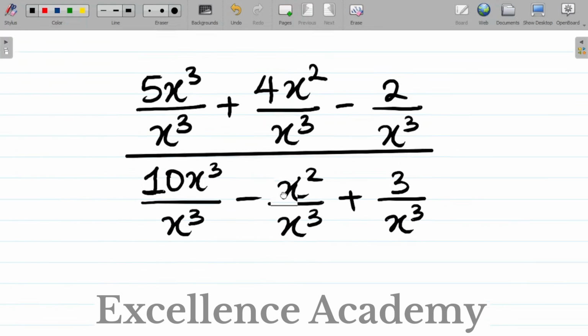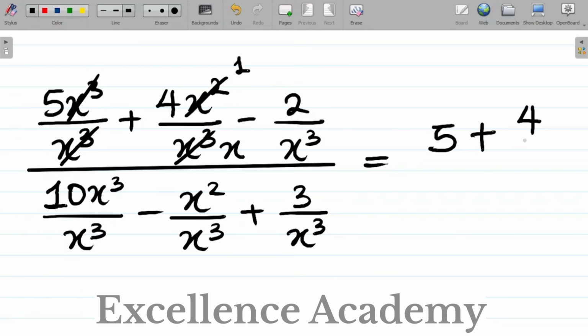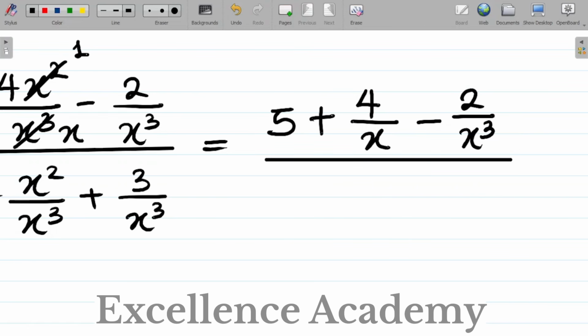Let's simplify this. x cubed cancels x cubed, so I'm left with 5. Then x squared over x cubed leaves x, so that becomes plus 4 all over x. Next, minus; nothing can cancel here, so you're left with 2 all over x cubed. This is all divided by the denominator.